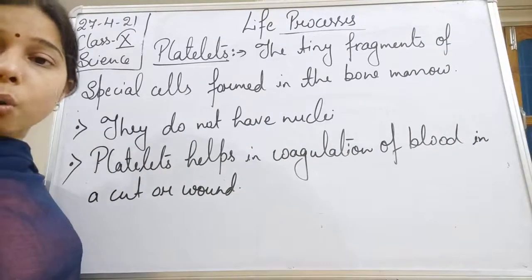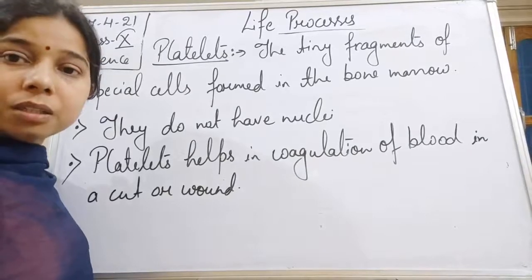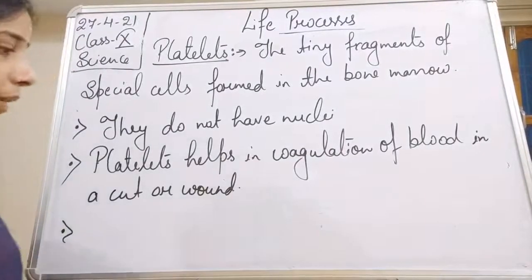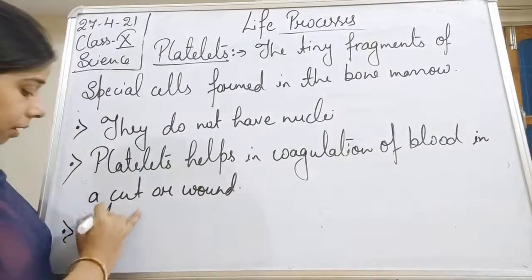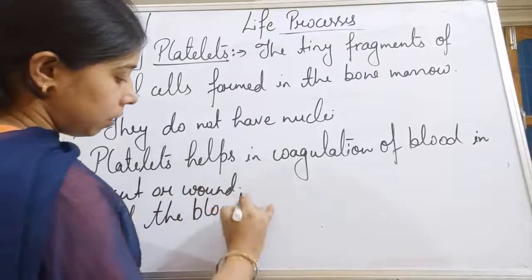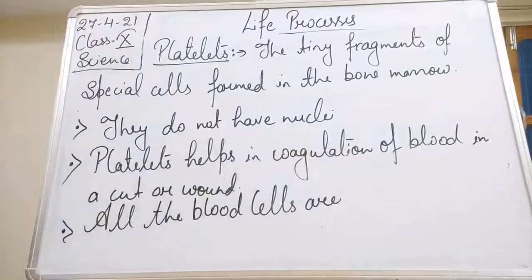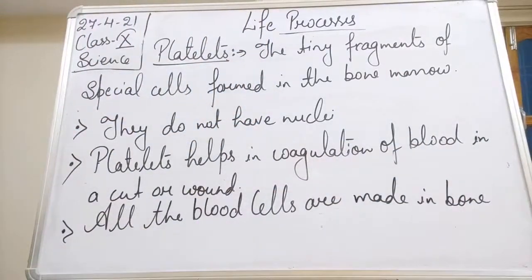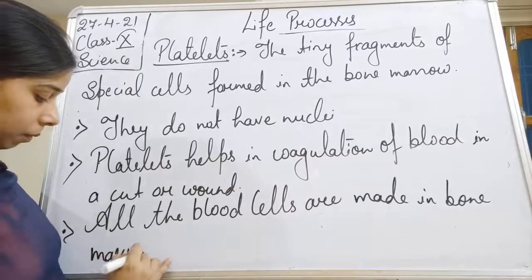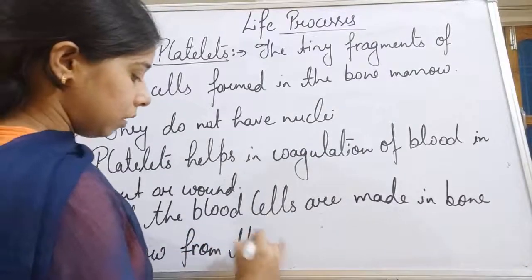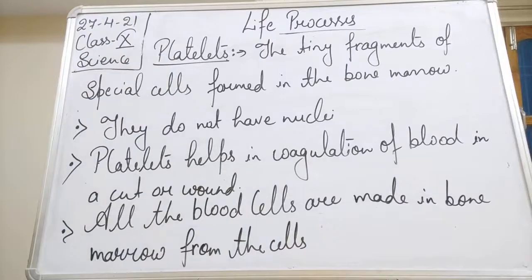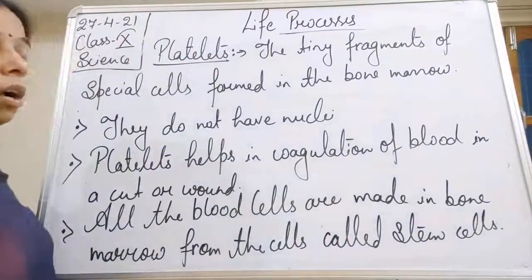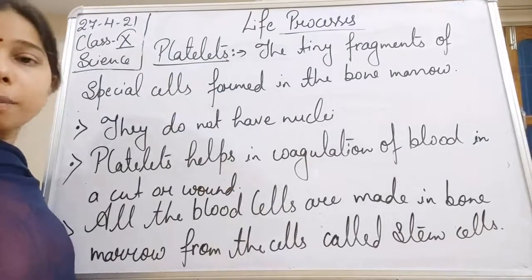Now when you look overall at the blood cells, students, these blood cells are made in the bone marrow, from the cells called stem cells, where the formation of these cells occurs. So we can write here that all the blood cells are made in bone marrow from cells called stem cells. So this is all about the blood and its components.